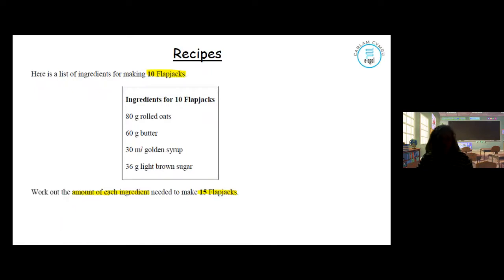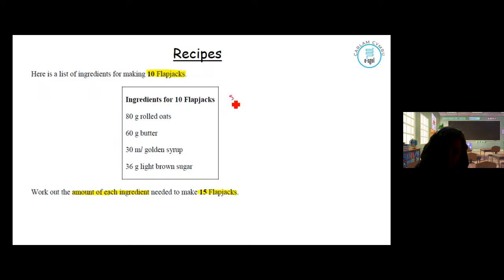Our recipe shows 10 flapjacks, but I need to get to 15. So you've got to think about how you could move from a 10 to a 15. Yes, we want to add 5, but how can we add 5 if we've only got a recipe that shows 10? Could we work out how many it would be for 5, and then could we build up? It's about noticing patterns and how we would get there.